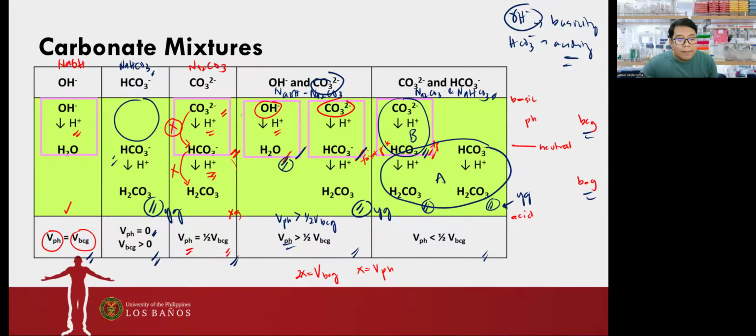As long as alam mo na kapag mas marami yung volume na nagamit sa basic kaysa sa half nung acidic na BCG, ibig sabihin, mas marami kang basic component. Pag mas marami kang basic component, most likely we have OH and sodium carbonate. Pero kapag equal naman yung half ng dalawa, might as well NaOH lang yung laman nun. Wala siyang sodium carbonate. Okay?